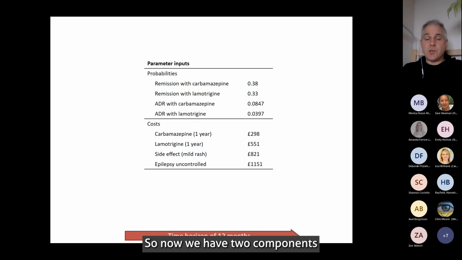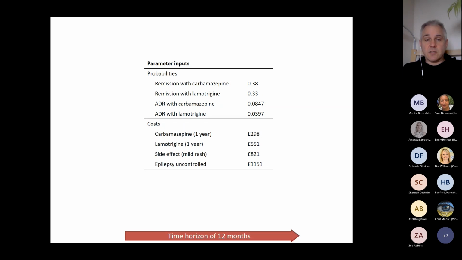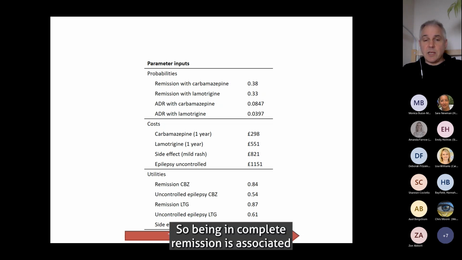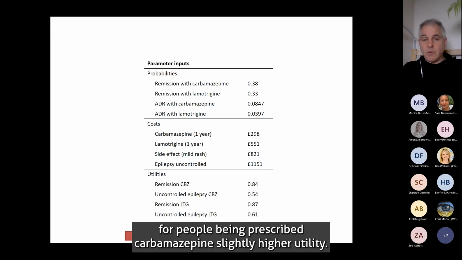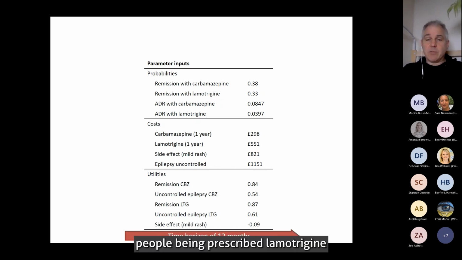So now we have two components of the evaluation, which are the probabilities of clinical events and the costs, and the third one, for completeness, is the health state utilities. So being in complete remission is associated with a utility score of 0.84 for people being prescribed carbamazepine. Slightly higher utility, this is directly from the clinical trial, of 0.87 for people being prescribed lamotrigine.